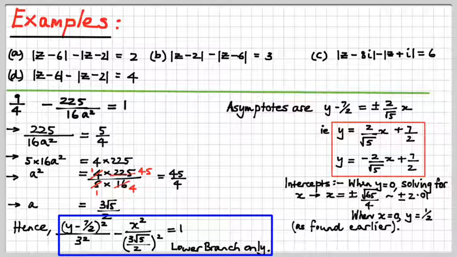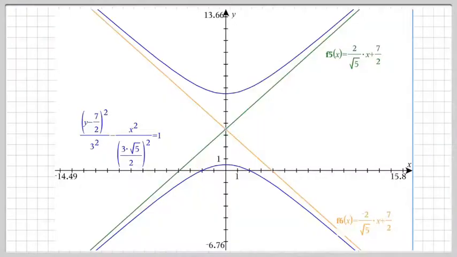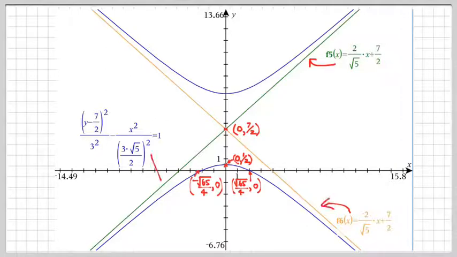So I think we're almost ready. Oh, please, let us be ready to go. Oh, excellent. There's the centre. There's the lower branch. There's those stunningly close to 2, plus and minus 2 x-intercepts. There's our lower branch.